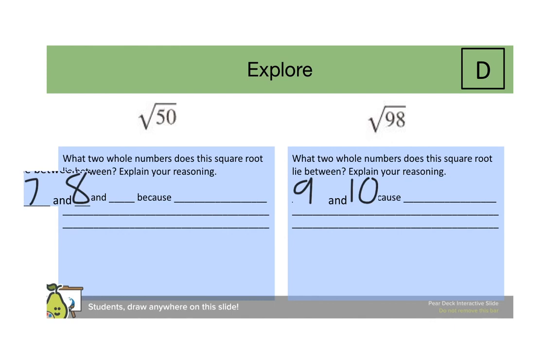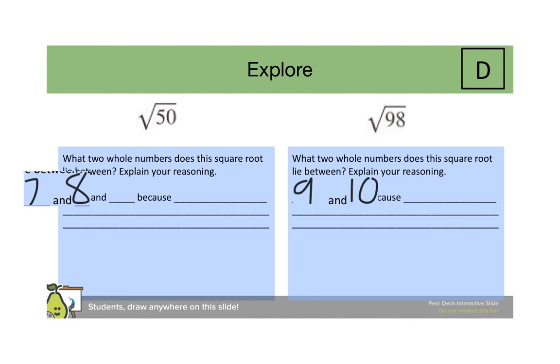So once the class is satisfied between which two whole numbers those square roots lie, ask students to think more deeply about their relationship. So one possible misconception that could be covered here is that if a number is exactly halfway between two perfect squares, then the square root of that number is also halfway between the square roots of the perfect squares.